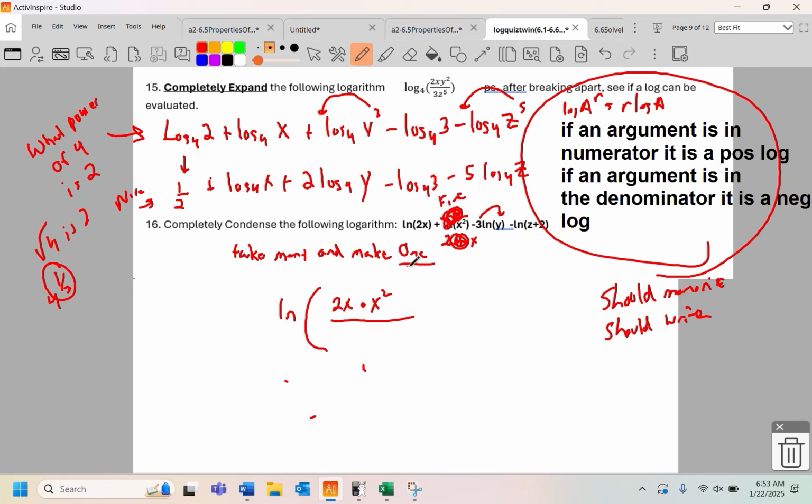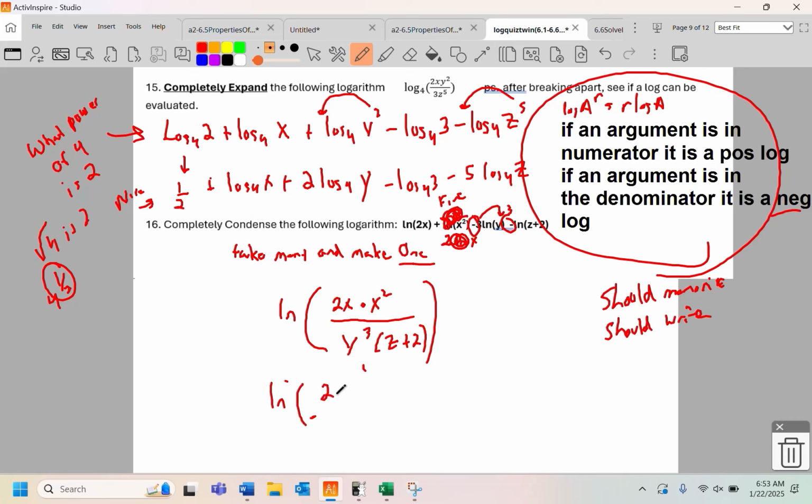Apparently I was looking at something else. Here we have a 3. Now notice I'm leaving the negativity where it's at. I'm just putting a 3 there. So y cubed in the denominator, and then z plus 2 in the denominator, because these logarithms were negative. All right? So this should be cleaned up.